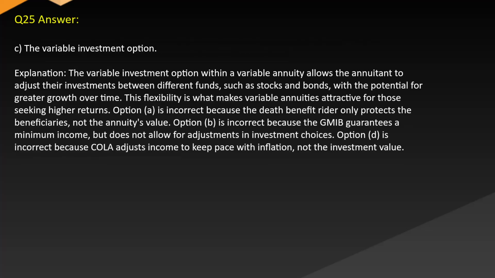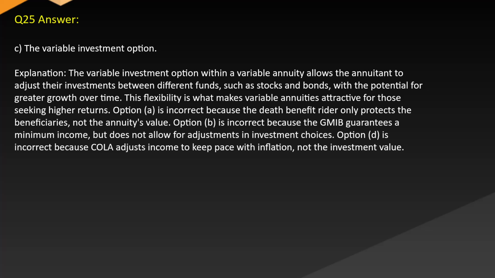Correct answer: C. The variable investment option. Explanation: the variable investment option within a variable annuity allows the annuitant to adjust their investments between different funds, such as stocks and bonds, with the potential for greater growth over time. This flexibility is what makes variable annuities attractive for those seeking higher returns.